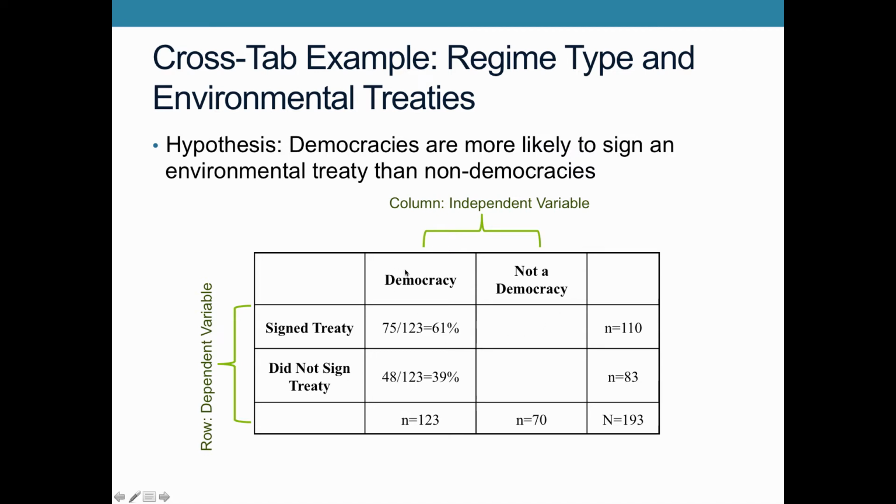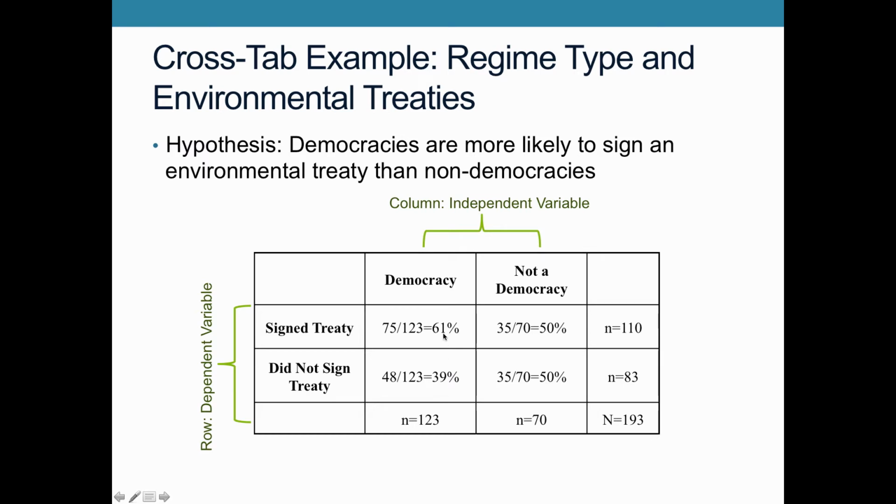Okay, so let's look at how democracies behaved. 75 of the 123 democracies, or 61%, signed the treaty. And 48 out of the 123, or 39%, did not sign the treaty. By the way, I made up these numbers. It's just a hypothetical example. Looking at the non-democracies, we see that 35 out of 70 have signed it, and 35 out of 70 did not sign it. So 50-50. Compare this with 61-39.